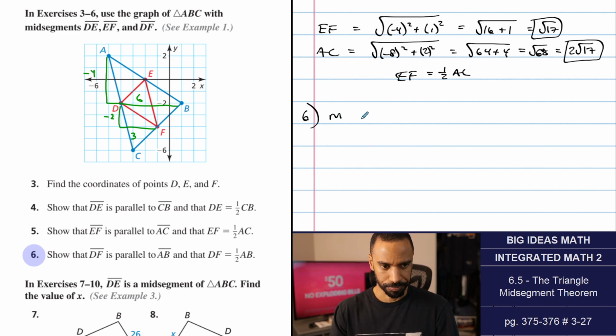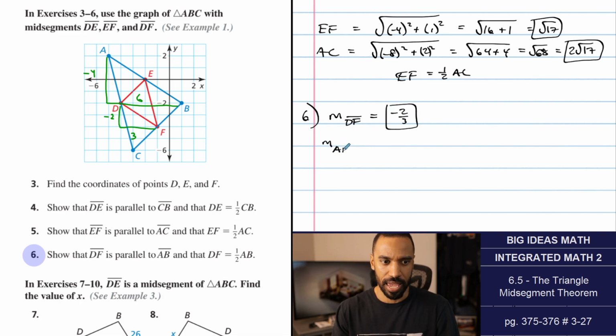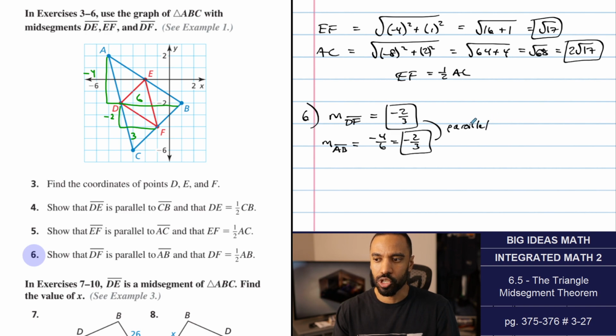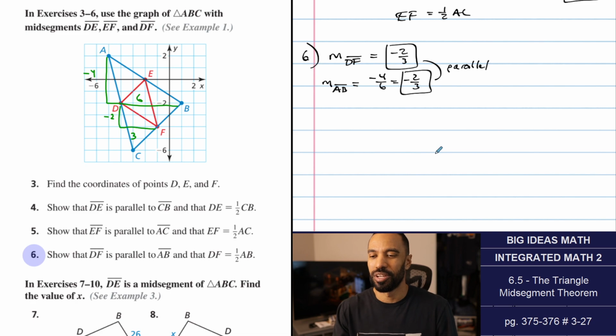The slope of segment DF is down 2 over 3. And the slope of segment AB is down 4 over 6, which is also -2/3. So once again, parallel. Parallel means same slope. We've been doing so much on opposite reciprocal slopes, we then have to remember that parallel is same slope.